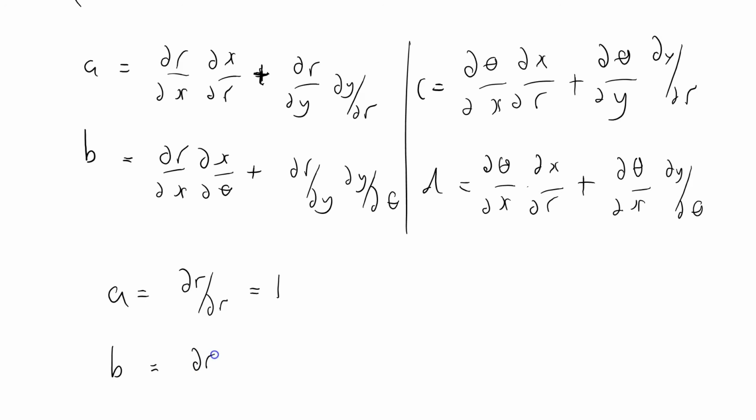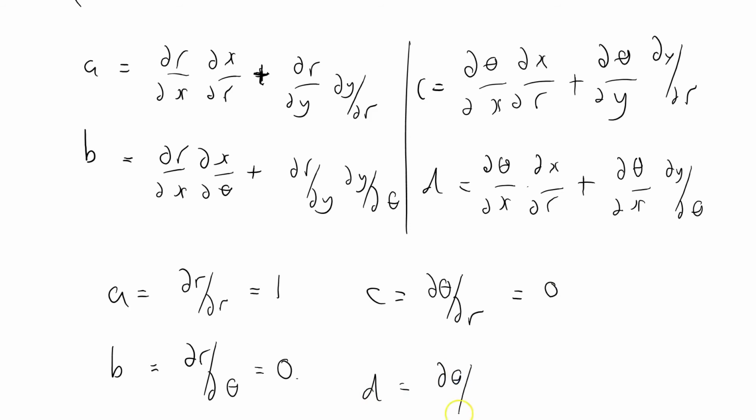What's B equal to? Well, that's ∂R by ∂θ, by the same argument, because it's a delta R over a delta θ, which is equal to 0. It's a partial differential, ∂θ, which equals 0, because these two, R and θ, can be varied independently. They don't have a functional relationship. C equals ∂θ by ∂R, which equals 0, and D equals ∂θ by ∂θ, which equals 1.